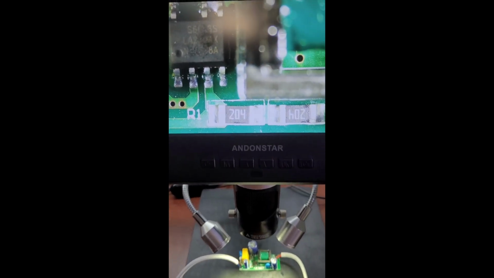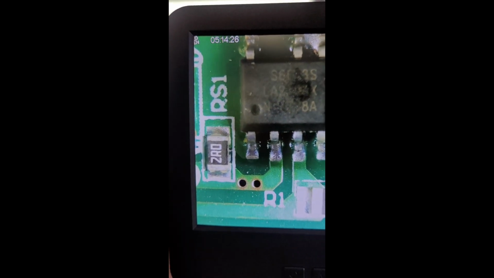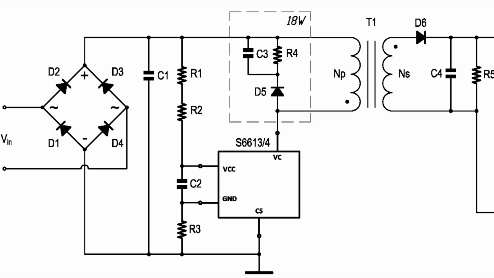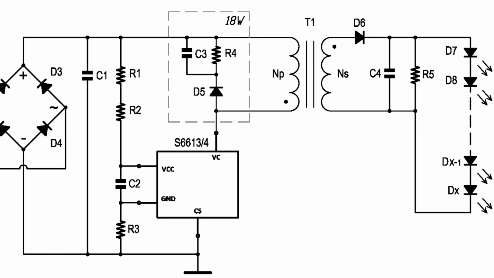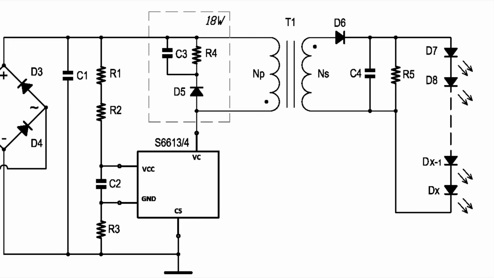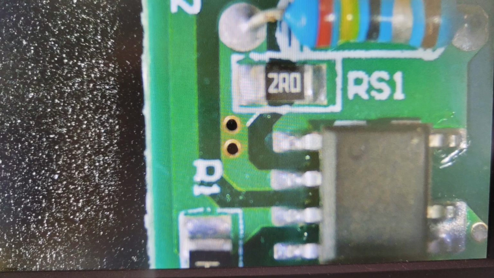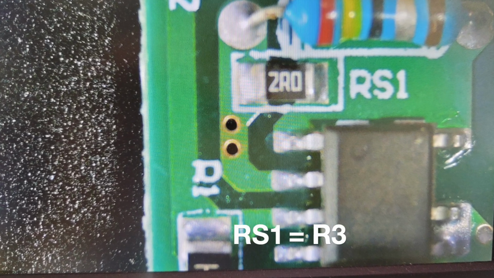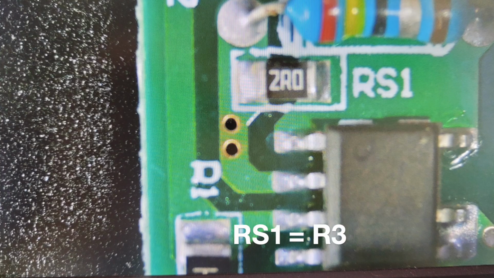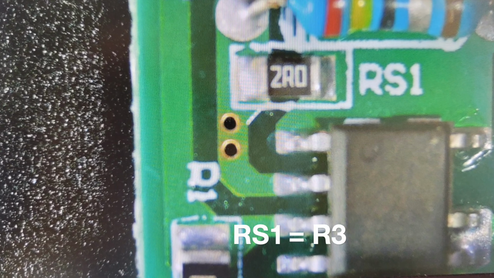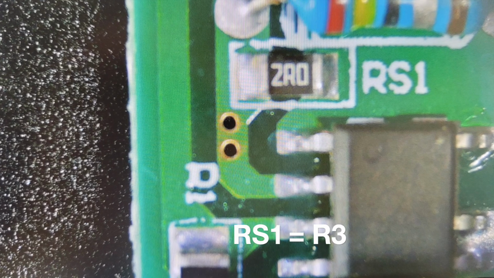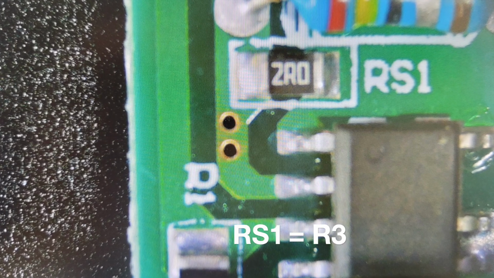Let's look at the new driver without the housing. It uses a 6613S type chip. The driver diagram for this chip is on the website. In this circuit there is a resistor R3. This is a current regulator through the LED. In the driver itself, resistor R3 is made in parallel with the resistor RS, marked 2R0, and a color code resistor.